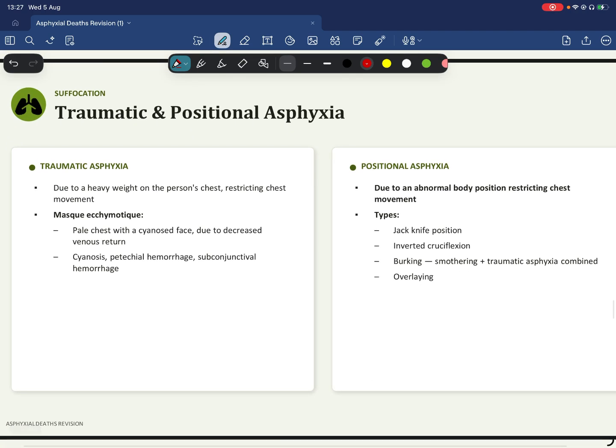Traumatic and positional asphyxia. Traumatic asphyxia is caused due to heavy weight on the person's chest, leading to restriction of chest movements. Mask ecchymosis is a pale chest with a cyanosed face. This is due to decreased venous return. There is cyanosis, petechial hemorrhage, and subconjunctival hemorrhage.